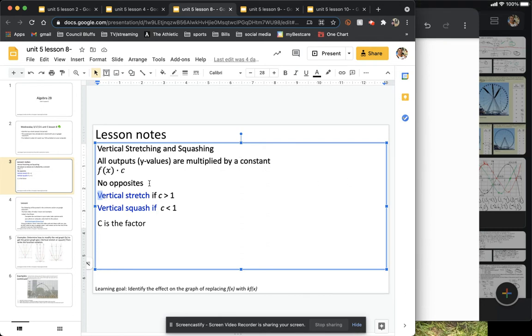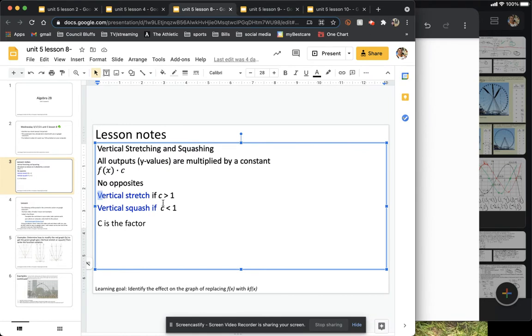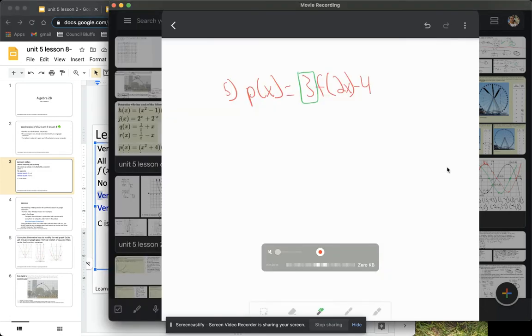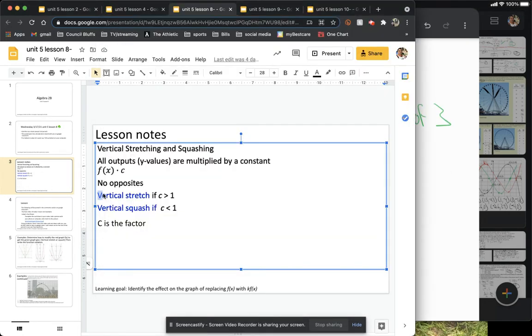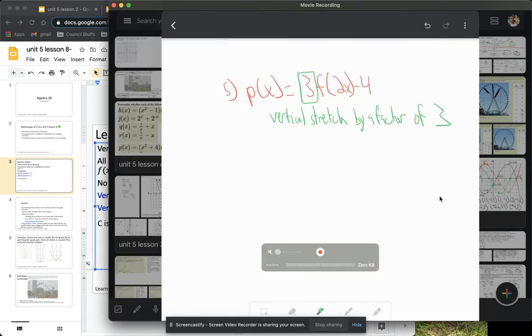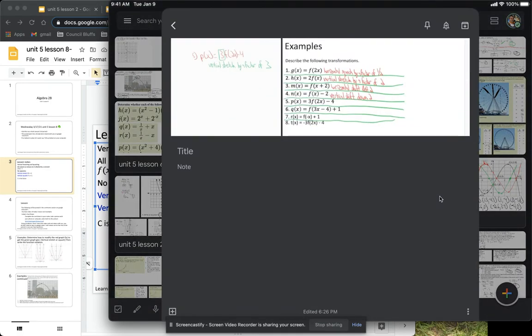Outside the parentheses, multiplying by 3 tells me that this is going to be a vertical stretch or squash. In this case, it's not going to be an opposite. So we're multiplying by 3 outside the parentheses, and 3 is greater than 1. So this is a vertical stretch by a factor of 3. Remember with vertical stretches and squashes, I don't need to do the opposite. So I dealt with that.